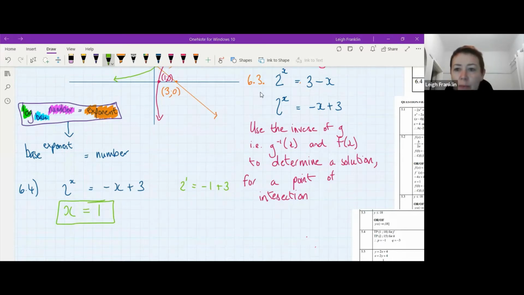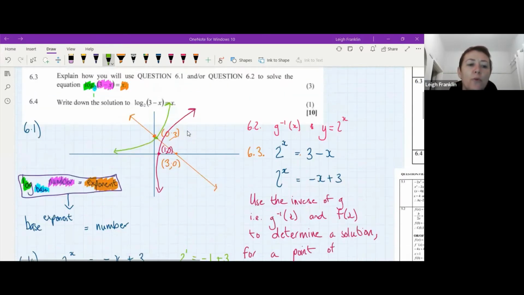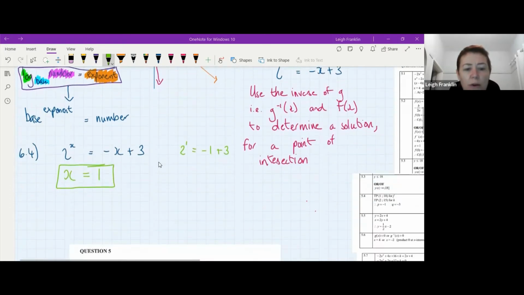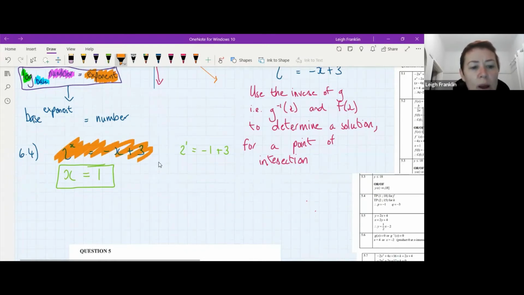Ma'am, can you please repeat the question? I'm lost. For 6.4. Okay, so 6.4, can you see that I wanted you to write down the solution to log base 2 of (3 minus x) equals x. They wanted you to write down the solution to that. So what balances the left-hand side and the right-hand side? So essentially what they're asking you to solve is what I've written here in blue. But we don't solve these sorts of equations in CAPS, right? So the way that they want us to do it is by inspection, not algebraically.